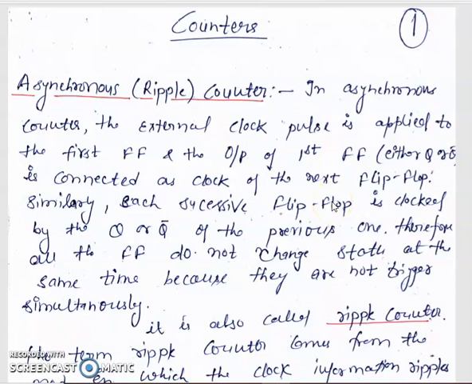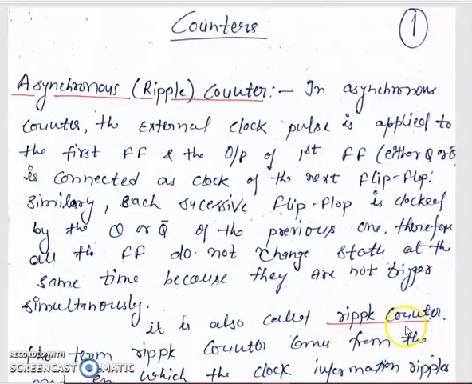It means we use a single clock, which is fed to the first flip-flop, and after that the output of the first flip-flop, which may be Q, the normal output, or Q bar, the inverted output, works as the clock for the next flip-flop. It is called an asynchronous counter. What is the meaning of this? It means all the flip-flops do not change state at the same time because they are not triggered simultaneously. It is also called a ripple counter.